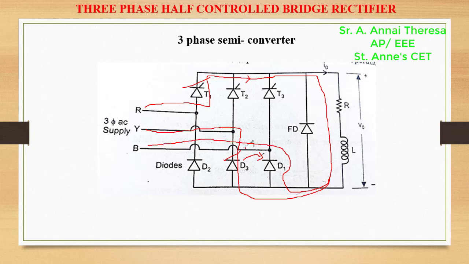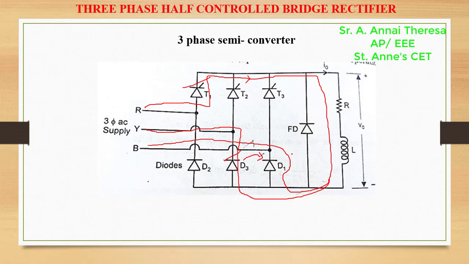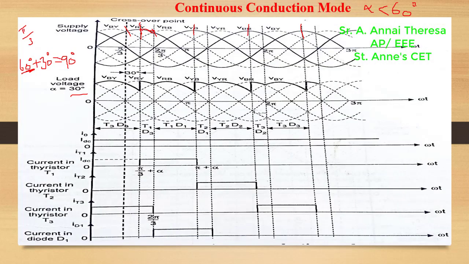Okay, like this the current will take this path. So the working devices are T1 and D1. T1 and D1 conduct, so it will continue. The RB line voltage will appear across the load, up to the duration when the next thyristor is triggered.